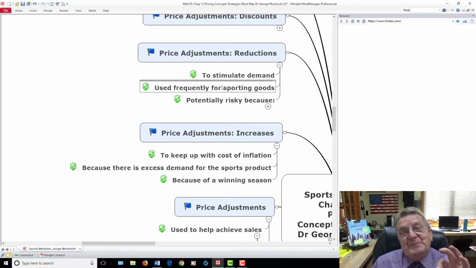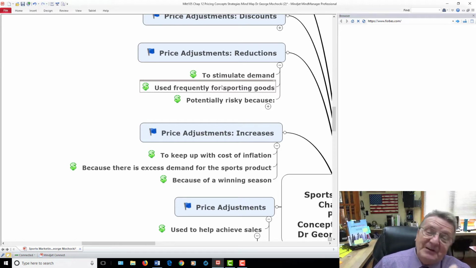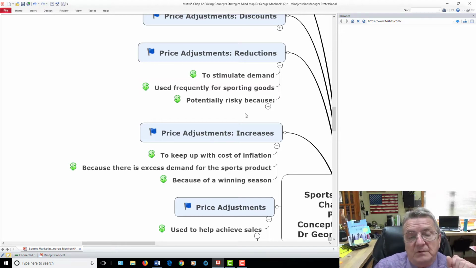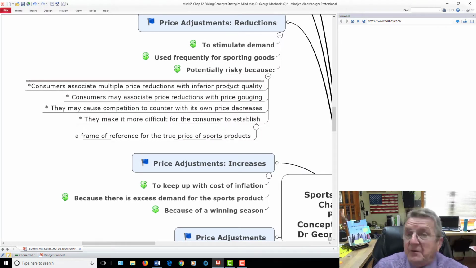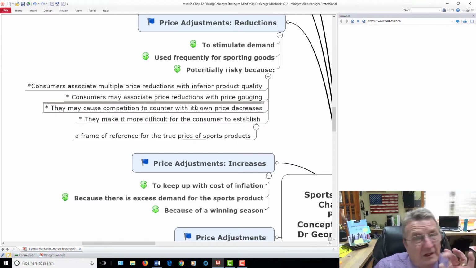Why? Because, remember, we're talking about a reduction now. I could raise it by 8% because my competitor did it. If my competitor lowers it by 8%, I'm going to have to follow suit unless I provide more value for them. Okay? Potentially risky is multiple price reductions with inferior product and quality. Remember, consumer is a little different than business.